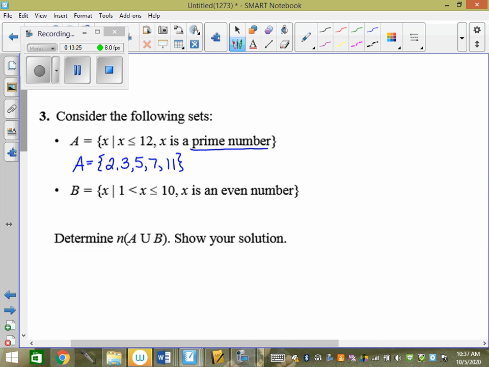Okay. Then 1 to 10, X is even. So I don't use the 1 because 1 is not even. It also is not inclusive to it. So even if 1 was even, I wouldn't be allowed to use it, right? Because it's not equal to. So I have 2, 4, 6, 8. Can I include 10? Yes. Why? It says less than or equal to. There's that equal to sign.